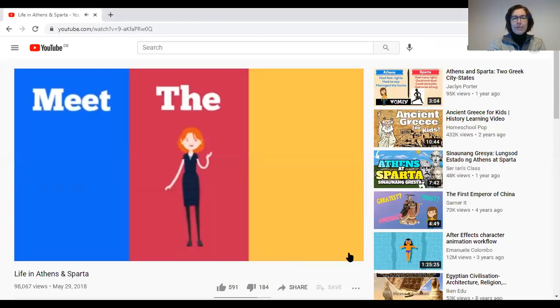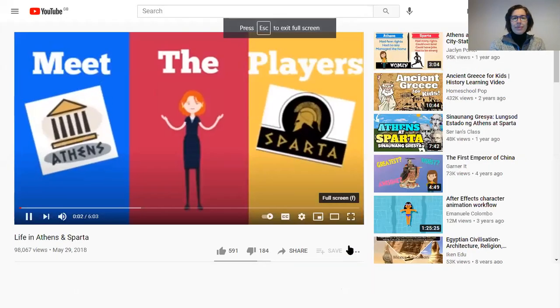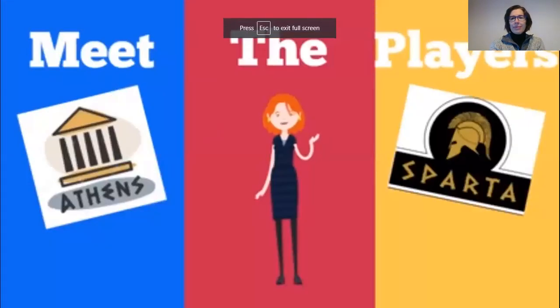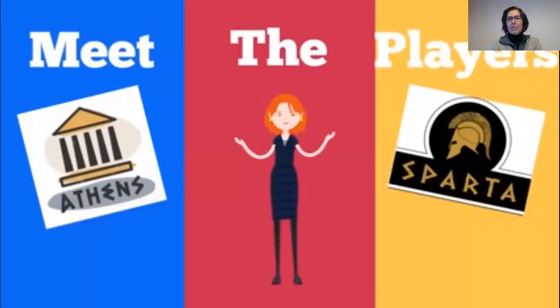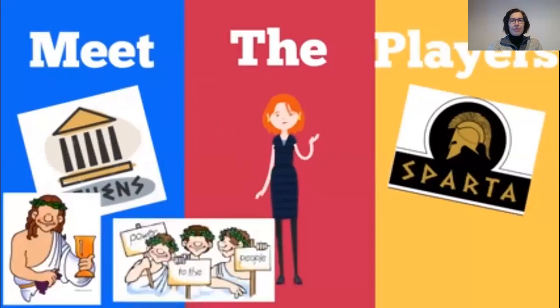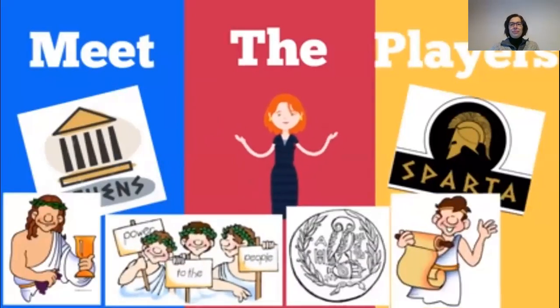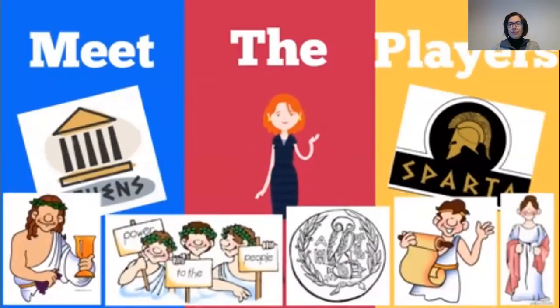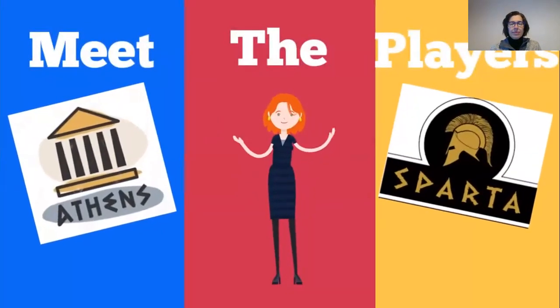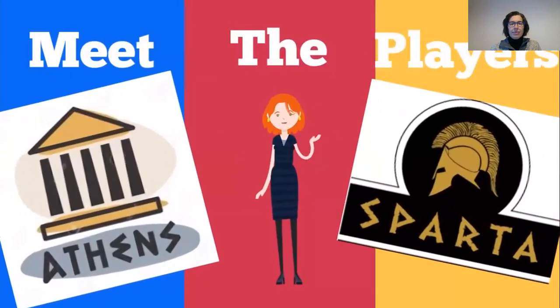Have you ever heard of the Greek city-states of Athens and Sparta? They were the two most powerful city-states in ancient Greece. However, their lifestyle, government, economy, education, and treatment of women and slaves was completely different. So listen up and tell me, which city-state would you rather live in?